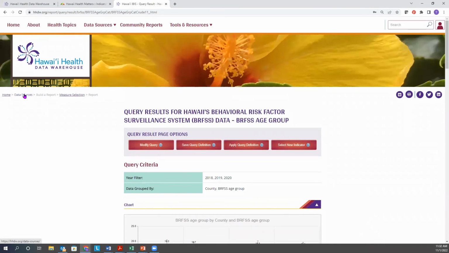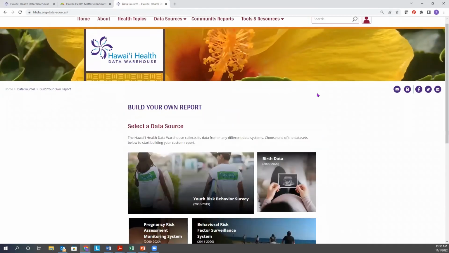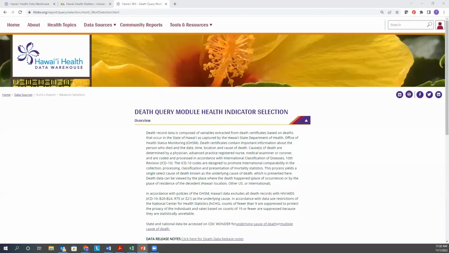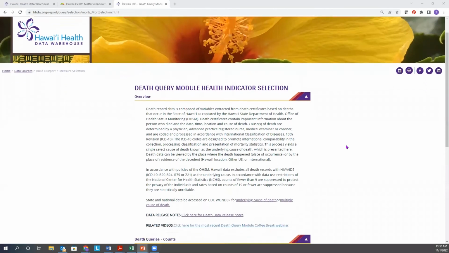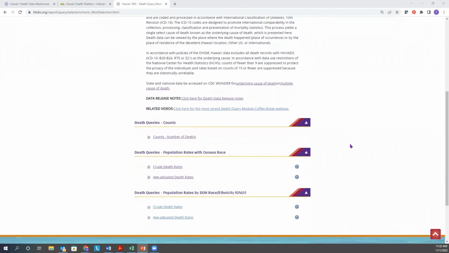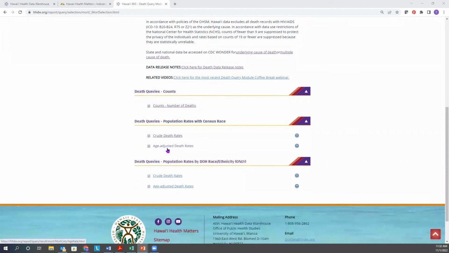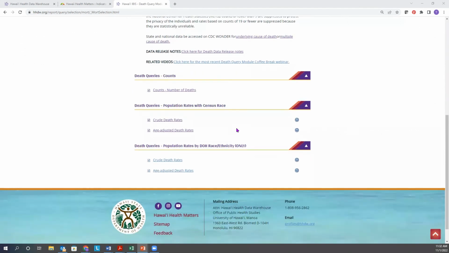So I'm going to come here to data sources, and we're going to take a look at our deaths per 100,000 population and the age-adjusted deaths, so crude and age-adjusted. In the death query module, we have things set out. So this would be your crude death rates and your age-adjusted death rates. We're going to be looking at the census race data today, just for brevity's sake. And we'll run the first one, and we'll take a look at the all-cause mortality.